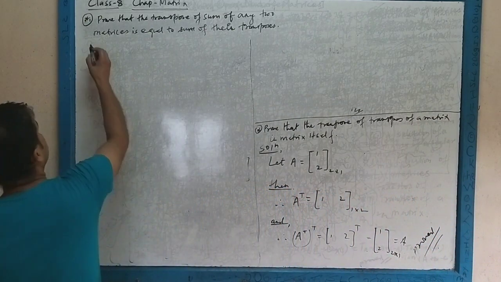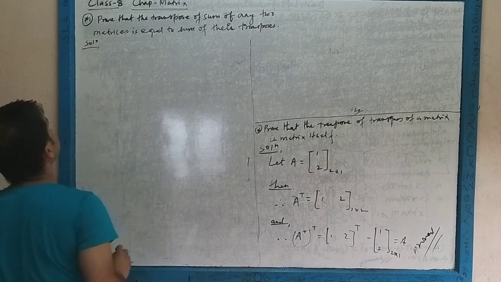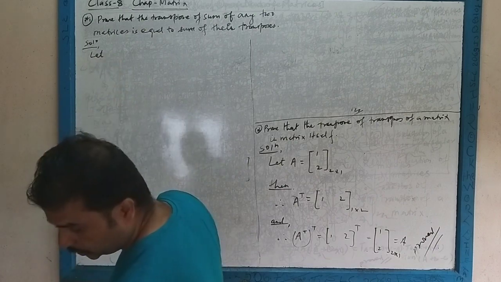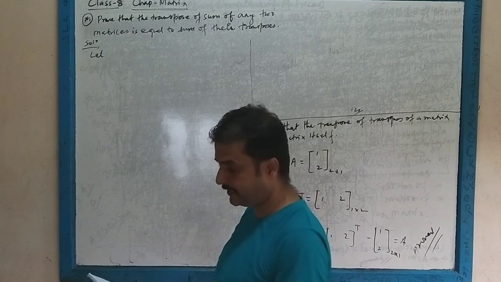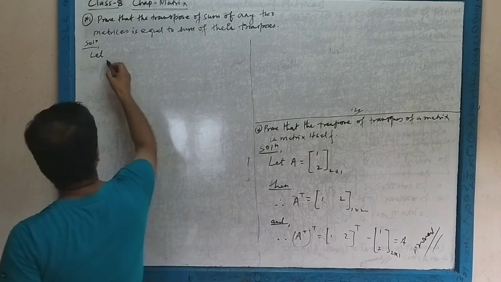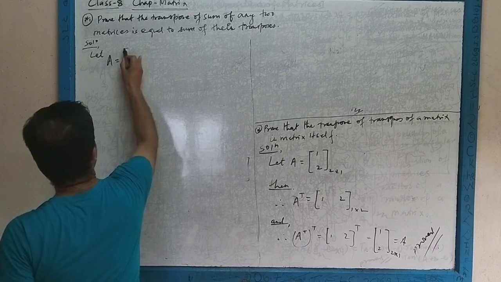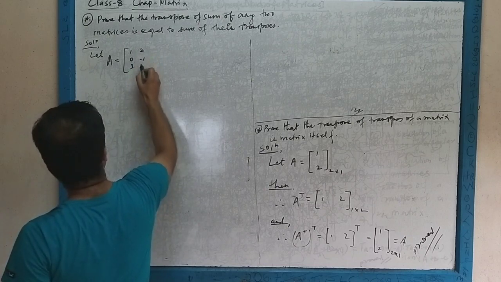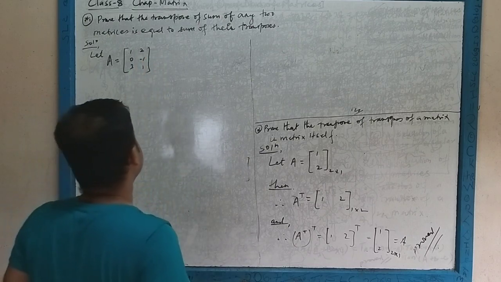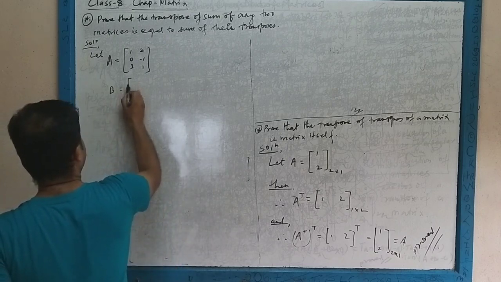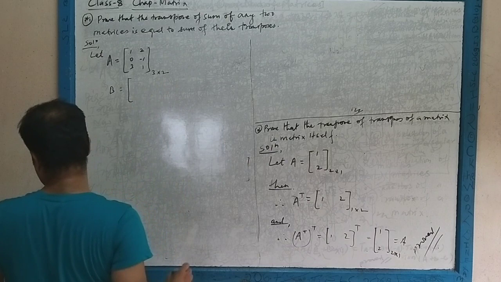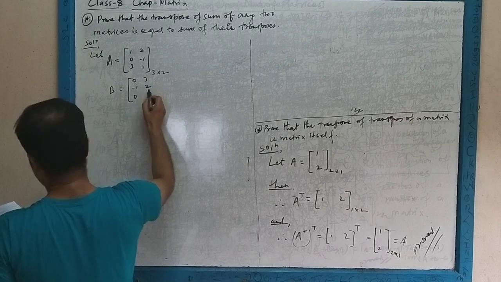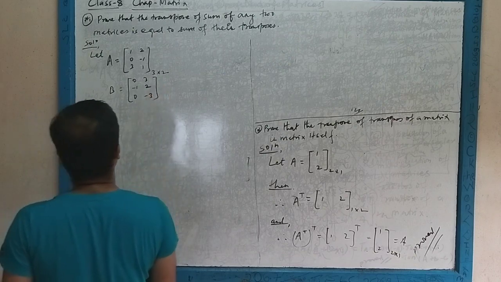Let's verify this result. Solution. Let me take your book's example only, matrix A and matrix B, and I will verify and I will show you. Let matrix A is equals to, in the book it is 1, 0, 3 and 2, minus 1, 1. Okay, this A matrix they have taken, and matrix B, let us take another matrix. It has 3 rows and 2 columns, and it is 0, minus 1, 0, 3, 2 and minus 3.